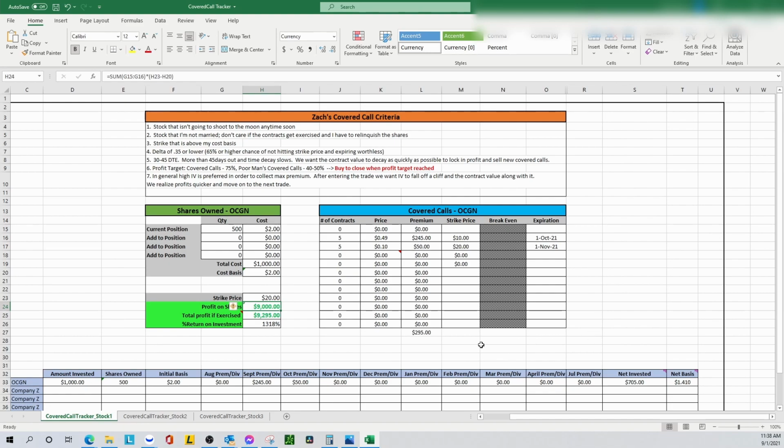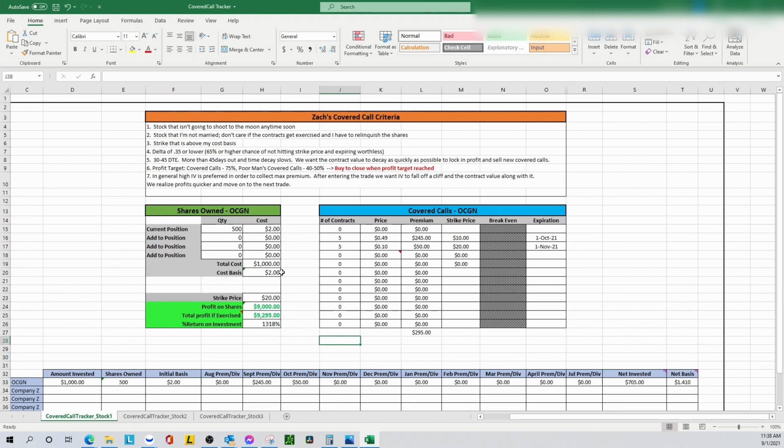Okay. Let's say November 1st rolled around. OCGN got some good news the day prior, and it just started moving from $7 to over $20. What does that do to our bottom line? So if at expiration it's over our strike price of $20, then that means the buyer has the right to exercise that, to take over those shares. And in this example, let's say they do, and so that means we have to give up those shares, but we're not giving them up for free. We are making a boatload of money on the back end because our cost basis is so low.